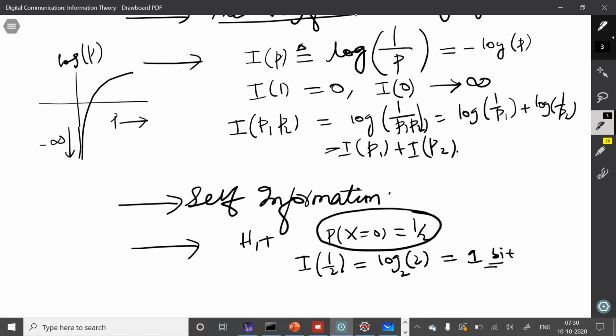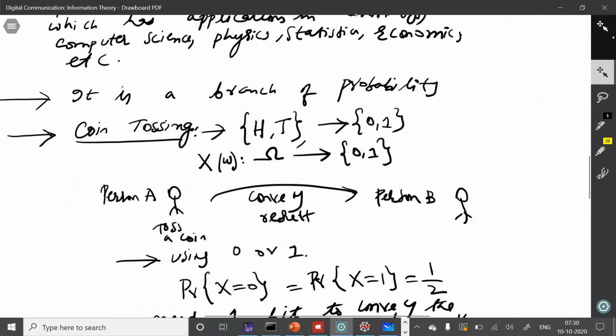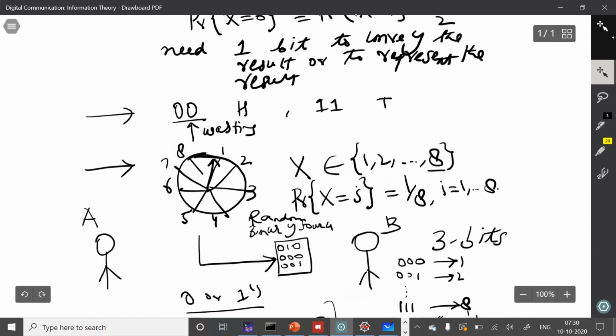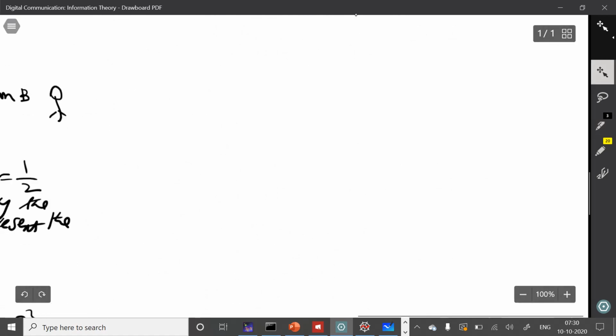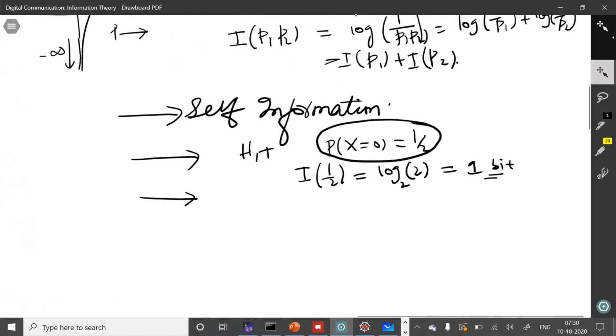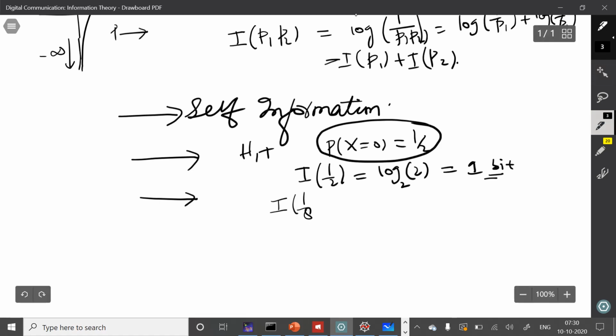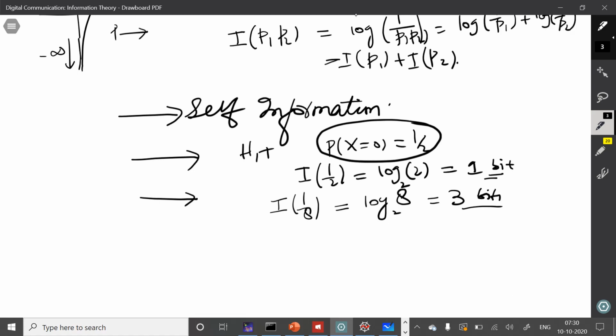Now you take the example of that casino. Let me go back there. Where was the example? Okay, here. Yes, so what will be the self information here? It's 1 by 8 probability, so self information will be I of 1 by 8 for any outcome. So it will be log of 8 to the base 2, which is 3 bits, exactly the same answer which you got with the intuition.